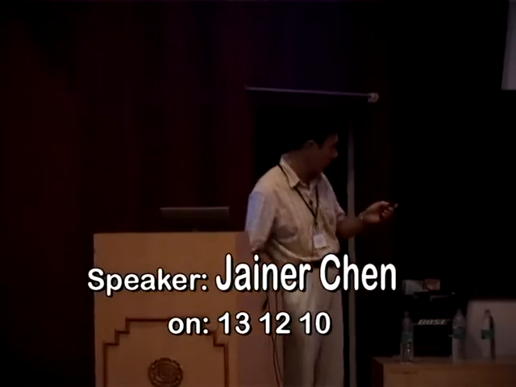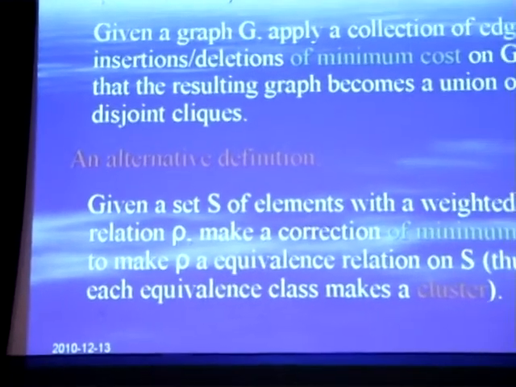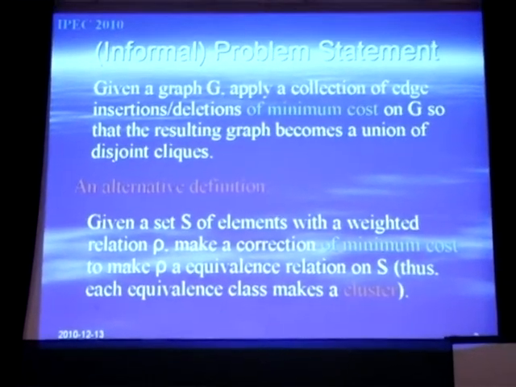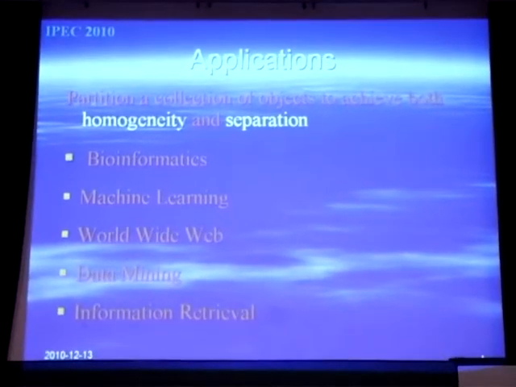So this is on cluster editing. Let me just go quickly. An informal definition of this problem is: you have a graph, you want to apply a set of edge operations, and you want the cost of those operations to be small, so you can convert the graph into a union of disjoint cliques. More generally, you have a set with clustering relations, and you want to make small modifications to turn it into disjoint clusters.